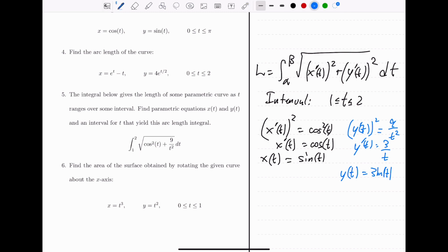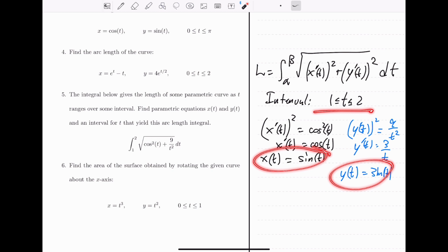Now, we could add in constants here. We could add sine of t plus a constant. We could add 3 natural log of t plus a constant. That would not be wrong. But we were just told to find any parametric equations. We didn't have to find any specific ones or find them in general. But if we use these parametric equations, along with the interval from 1 to 2, and set up the arc length formula for parametric equations, then we will get exactly this arc length formula, which is what we wanted. Again, there are actually infinitely many valid answers here, but this is one solution, probably the most natural way to solve this problem. So last of all, let's take a look at example 6.